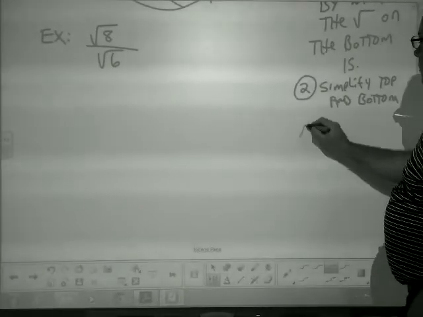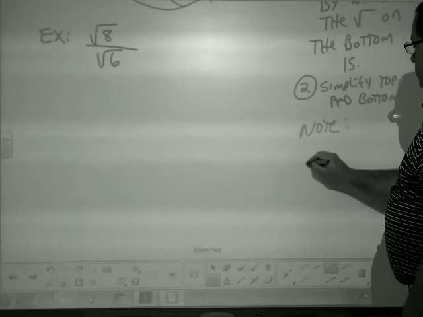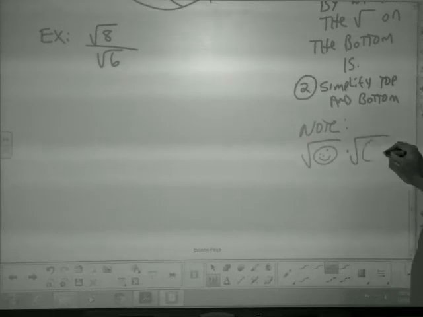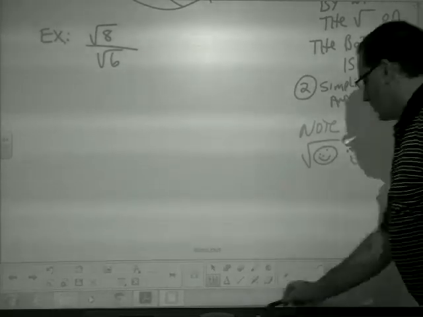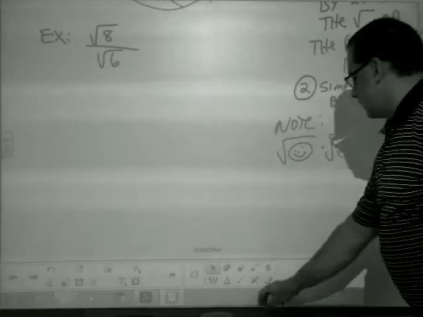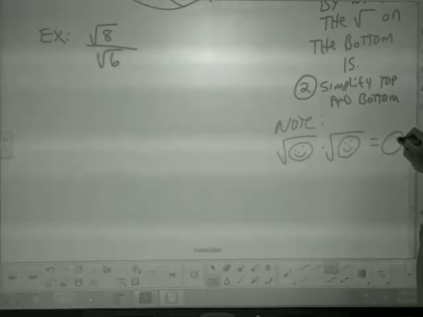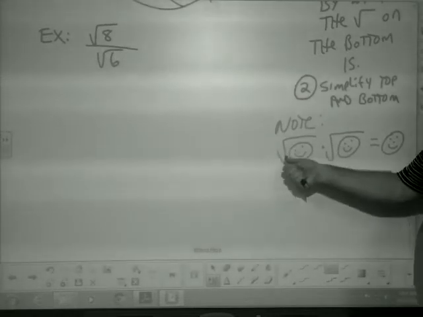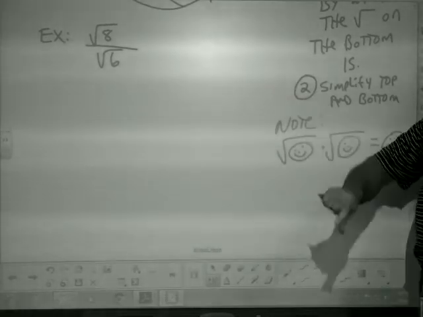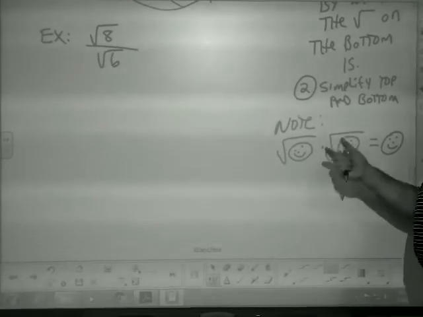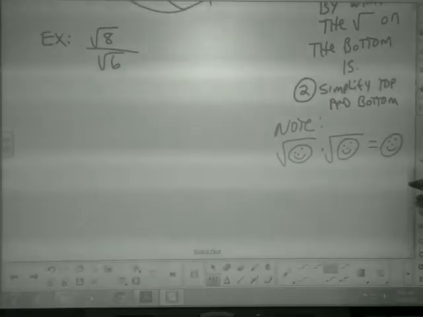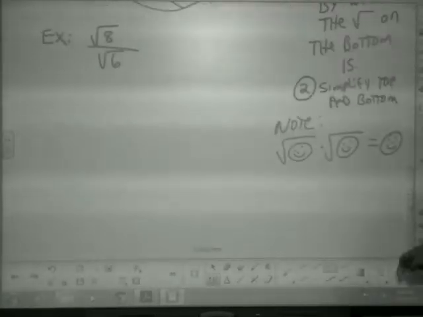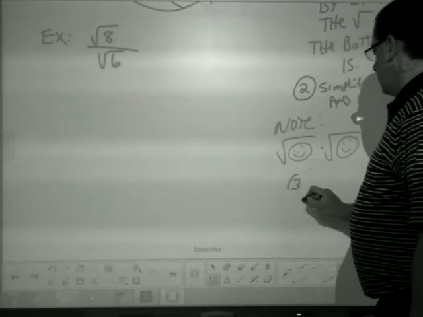So note, the square root of anything, I mean, it can be smiley face, that doesn't matter, times the square root of smiley face. Okay? Square root of smiley face times the square root of smiley face is smiley face. It doesn't matter what's in there, because taking the square root and then squaring it is like undoing and doing an operation. So, one last step, reduce if possible. So step 3, reduce if possible.